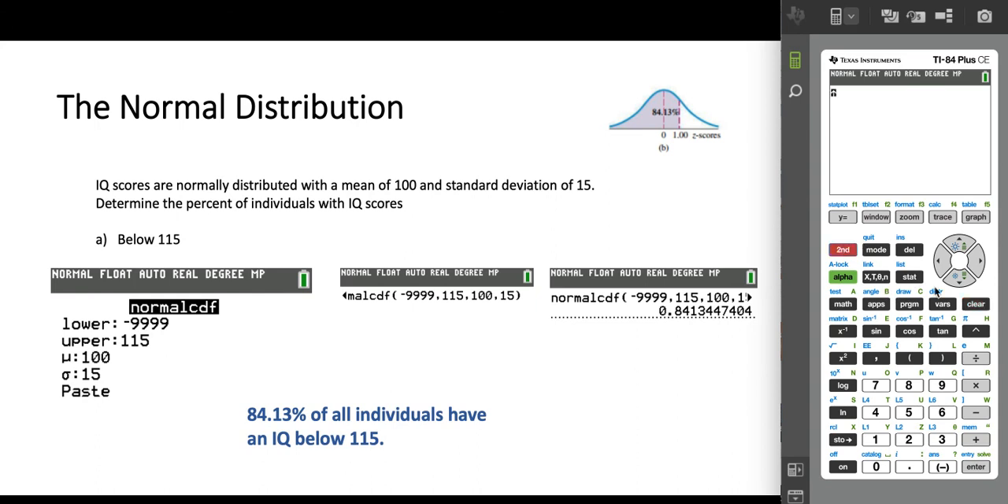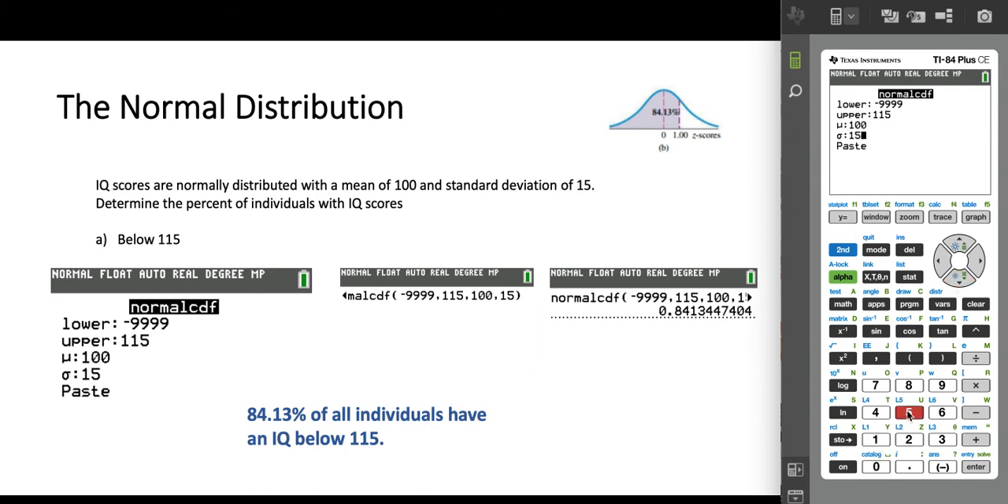On the calculator, once again, we go to that distribution menu in normal CDF, and we're going to put these actual scores in our calculator. We want the area or the percent below 115. So once again, we need a value way to the left. So I'm going to put that really small value of negative 9,999. The upper value is, well, if we're using a standard distribution, it would be 1. But we can just put this number 115 in here. The mean in this example is 100, so we can change this to 100. And the standard deviation is 15.